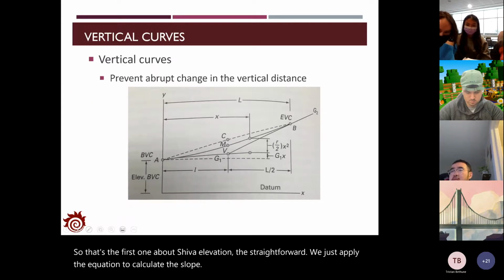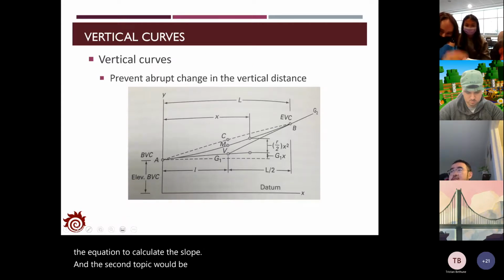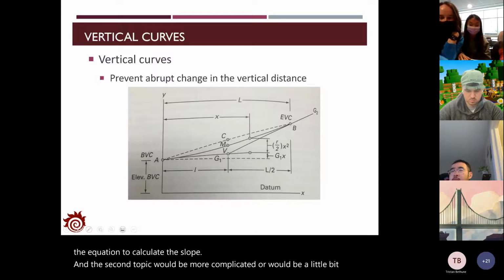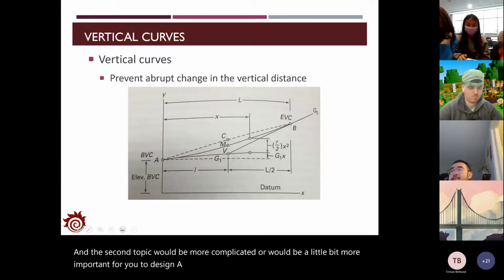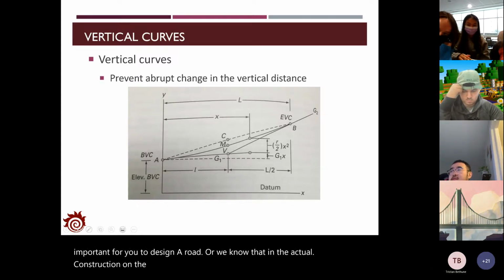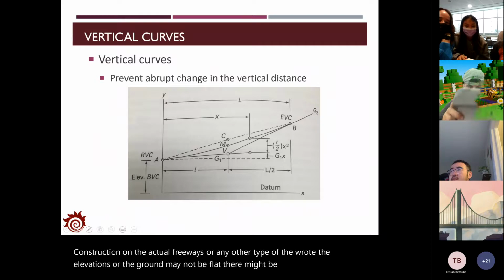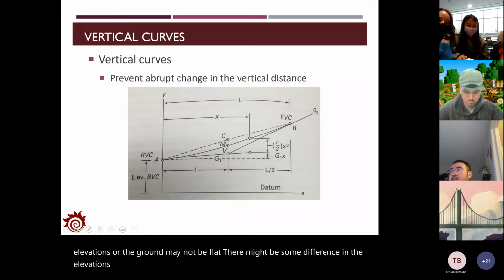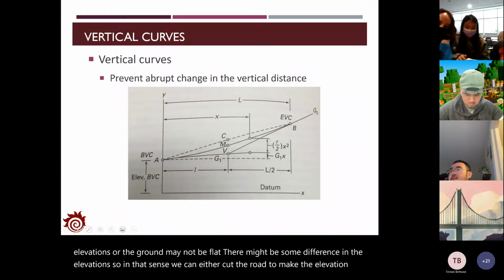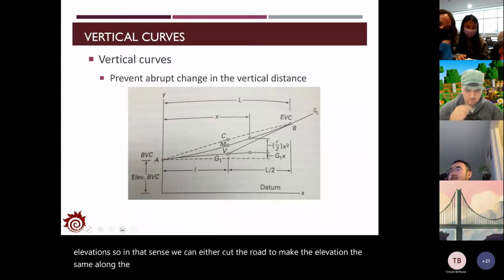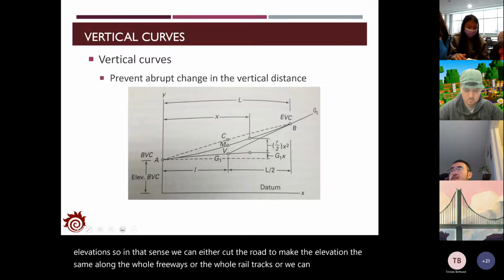And the second topic would be more complicated, or a little bit more important for you to design the road. We know that in the construction of the actual freeways or any other type of road, the elevations of the ground may not be flat. There might be some difference in the elevations. So in that sense, we can either cut the road to make the elevation the same along the whole freeway or the whole rail tracks, or we can design the road with different elevations.